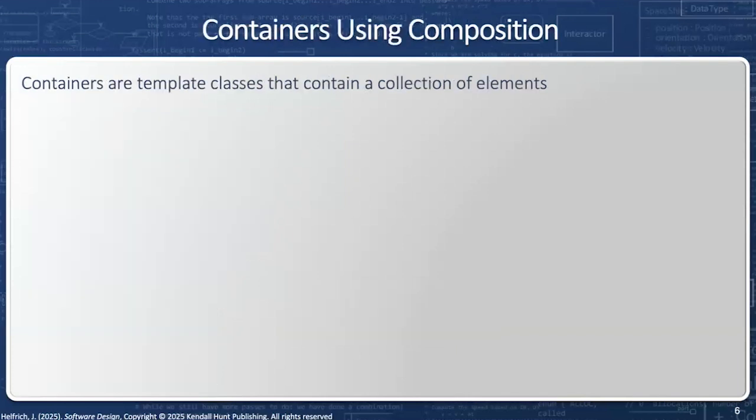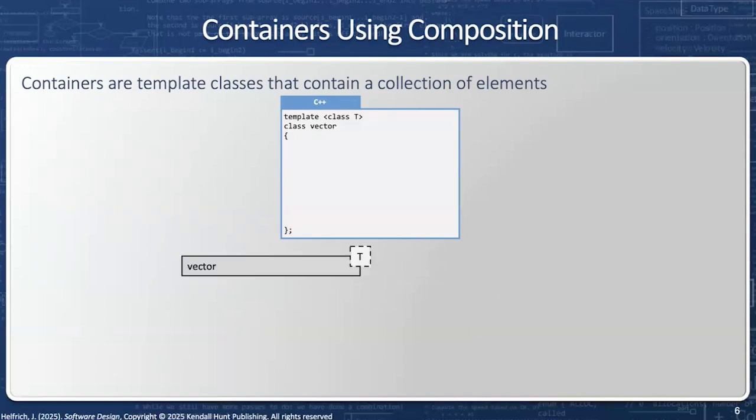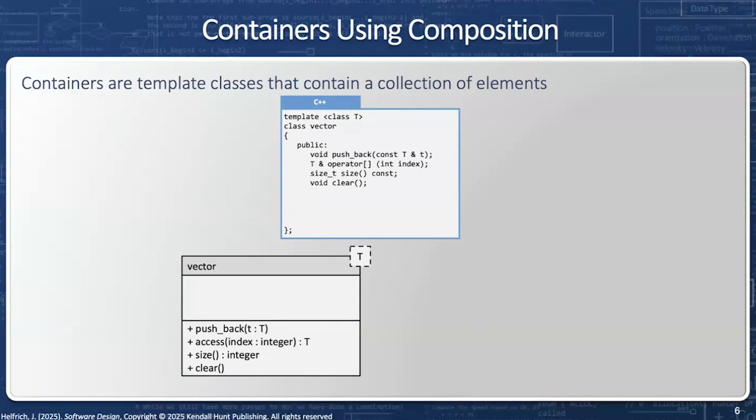Okay, let's look at a slightly more complex example. I'm going to have a template class that contains a collection of elements. So in this case, I'm going to define the vector very similar to the standard template library's vector. Notice this is a template class T, so therefore I'm going to say vector with that little T in the corner means the template class. And I'm going to have a couple methods: push back, square bracket operator, size, and clear. All right, these are all public, just as we expect.